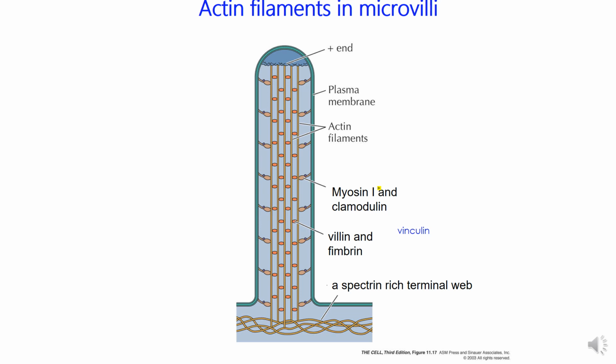Now, actin filaments are also present in microvilli. Microvilli are the surface extensions of the cells which increase the surface area for absorption. You can see here that the actin filaments form the core of the microvilli along with myosin 1 and calmodulin, and they are associated with the spectrin-rich terminal web which is present inside the cell membrane.